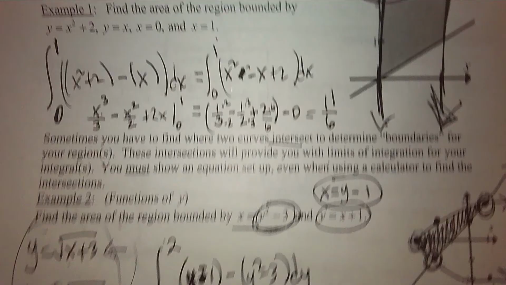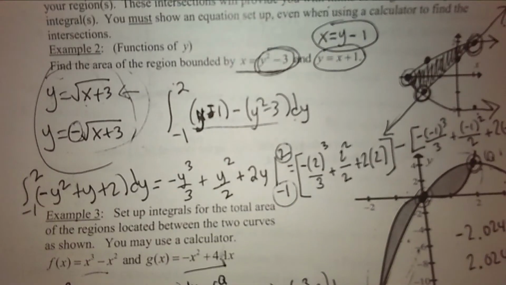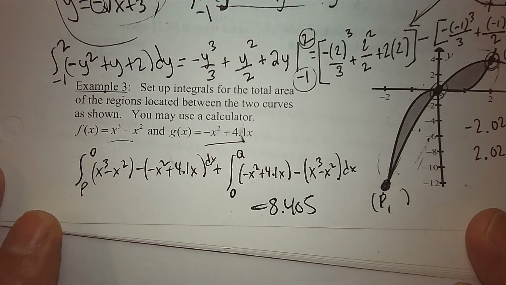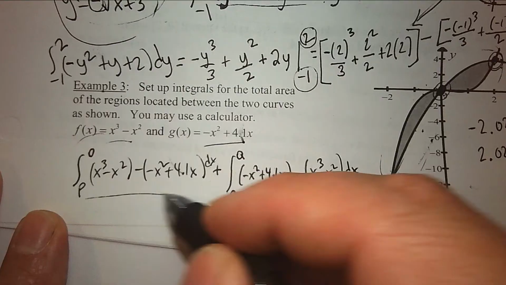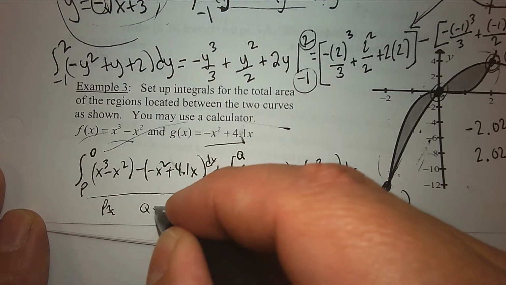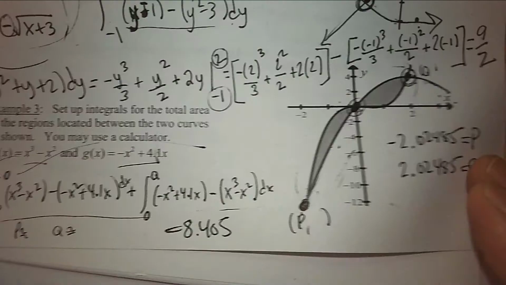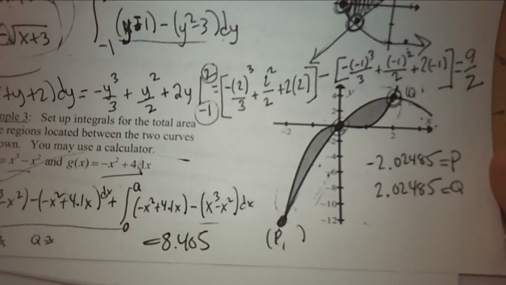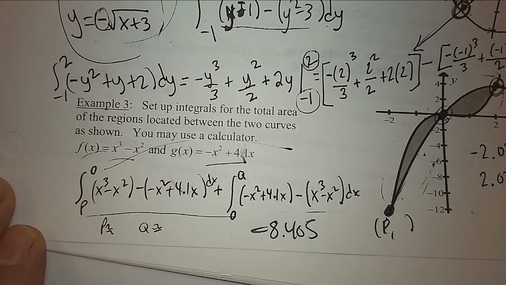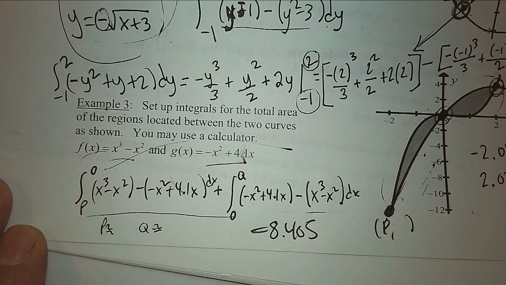If you are asked for only the setup, so actually example number 3, it just asked for the setup, you would just write this down for the setup and know that what P equals and what Q equals, you would then put in what those numbers are, negative 2.02485 and positive 2.02485, and put them in for P and Q as the setup. There you go. All right, turn the page.